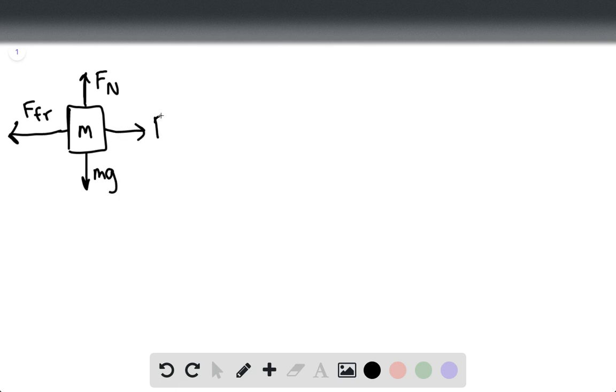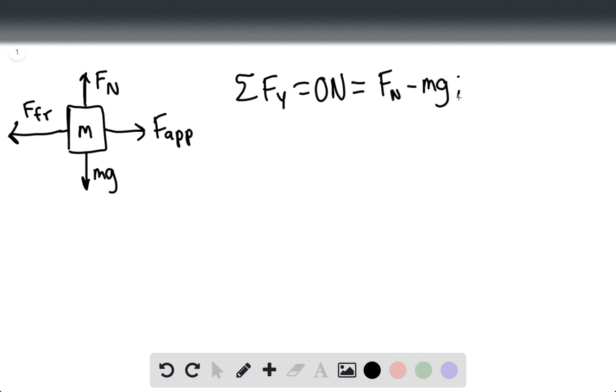We want to find the coefficient of static friction and the coefficient of kinetic friction. We have this box. A force opposite of motion, force of friction, force normal going straight up, force of gravity going straight down, and then force applied going to the right. We can say that the sum of forces in the y direction is going to be 0 newtons, and this is going to equal force normal minus mg, which means that force normal equals mg in this case.